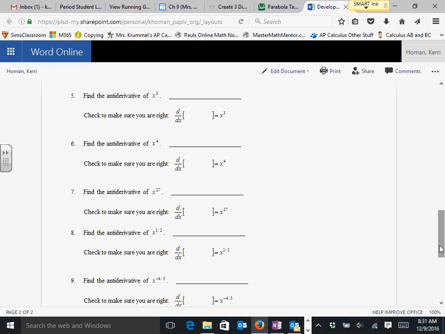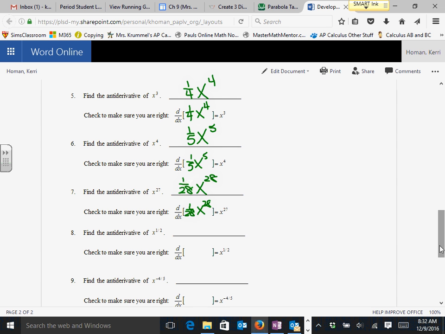Number 5, Q. What's the antiderivative of x cubed? 1/4 x to the 4th. Okay, because the derivative of 1/4 x to the 4th is x cubed. Josie, antiderivative of x to the 4th. 1/5 x to the 5th. Yeah, you said it right. The derivative of 1/5 x to the 5th is x to the 4th. Very good. Cole, antiderivative of x to the 27th. 1/28 x to the 28th. When we take the derivative of 1/28 x to the 28th, we get x to the 27th.